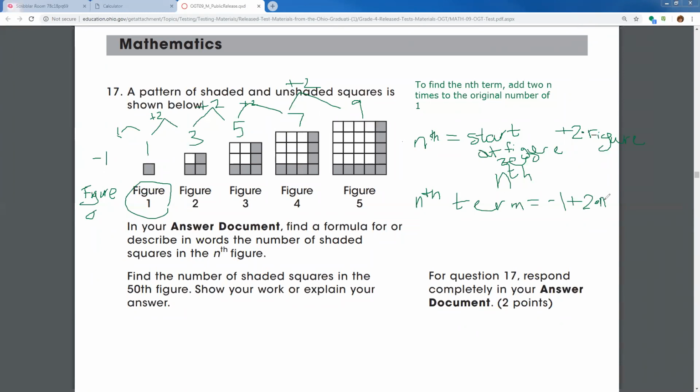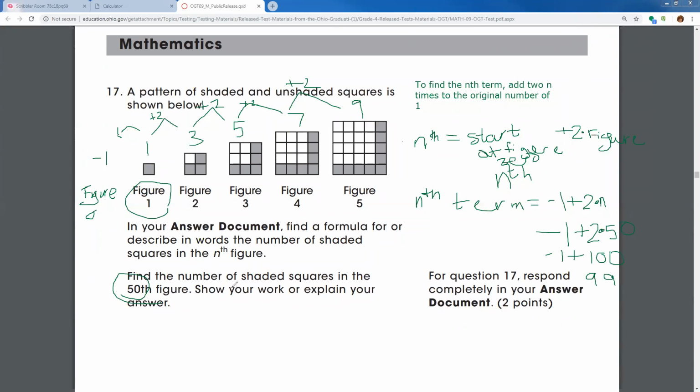So finding the formula can be difficult. I wanted to show it to you. Sometimes it's easier to just figure out the pattern, but the actual formula itself can be helpful in finding the 50th figure. If you can find the formula, all we have to do is plug in 50 for the letter n. We'd have -1 plus 2 times 50 is 100. Sorry, that looks like a 5 because the 0 went off into the gray. And -1 plus 100 is 99.